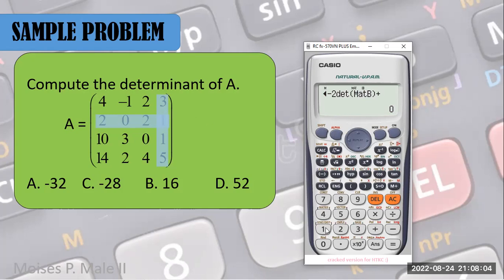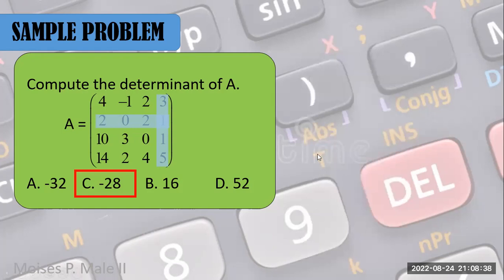So you have plus 1 times determinant of matrix C. Okay, 5. So you have negative 28. So that's it. Make use of three matrices. It's a bit long but the Casio can handle it, even a 4x4 matrix. Okay, the correct answer is letter C. It's just that C was written first.